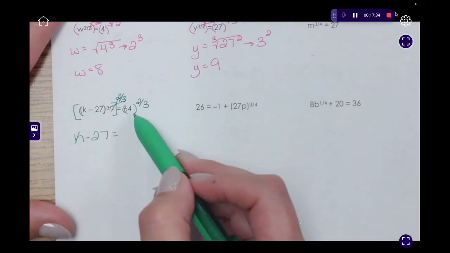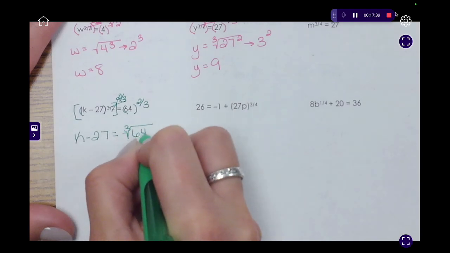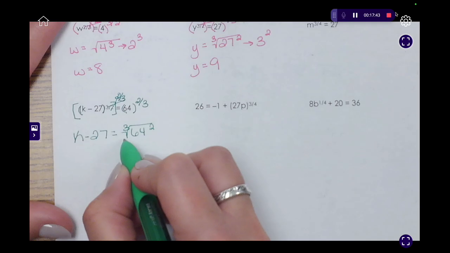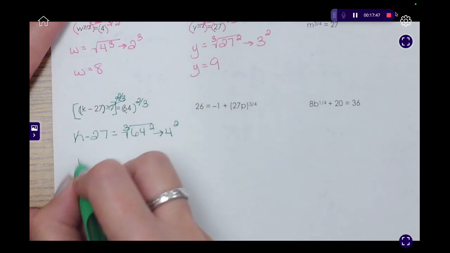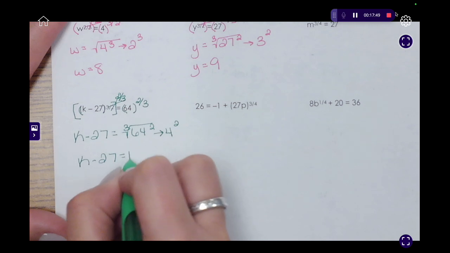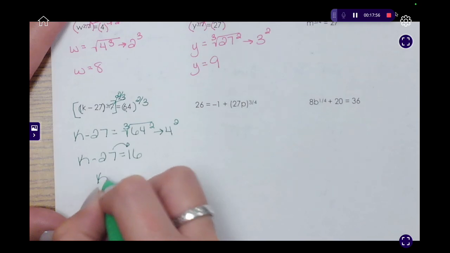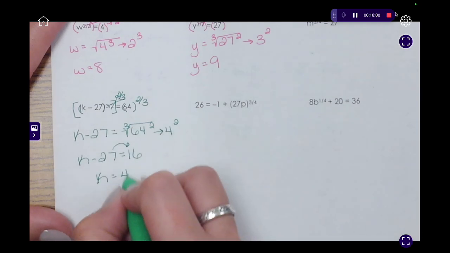Right here, I'm going to rewrite this. So remember, this means the cubed root of 64 squared. So looking at this, the cubed root of 64 would be 4, and 4 squared is 16. So this is really the equation I'm looking at, so all I have to do is add 27 over to that side. So if I add 27 over to that side, you should get 43.